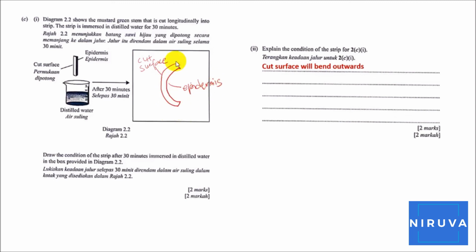Okay, so the cut surface will bend outward, and just now I said that distilled water is hypotonic to the cell sap of the strip. So water will diffuse into the cut surface via osmosis. Okay, remember in question 1, we discussed that the vacuole containing cell sap is able to absorb the water content into the cell. So water will diffuse into the cut surface via osmosis and make the cell become turgid or bloated.